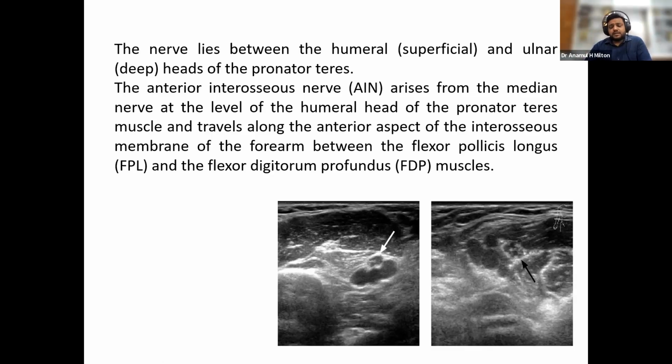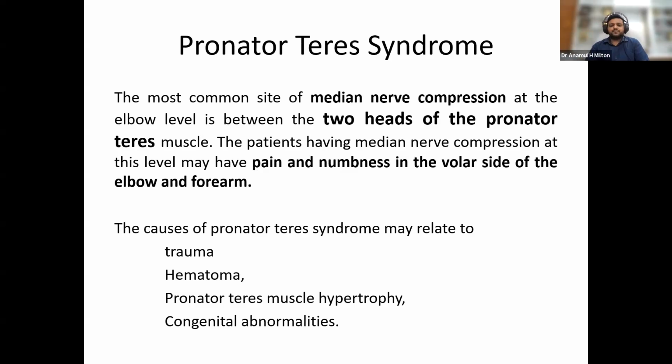After that, the anterior interosseous nerve arises from the median nerve and goes to the pronator teres muscle and travels to the anterior aspect of the interosseous membrane of the forearm between two muscles. One is the flexor pollicis longus and another is the flexor digitorum profundus. So here also, in between the two muscles, it may sometimes be entrapped.